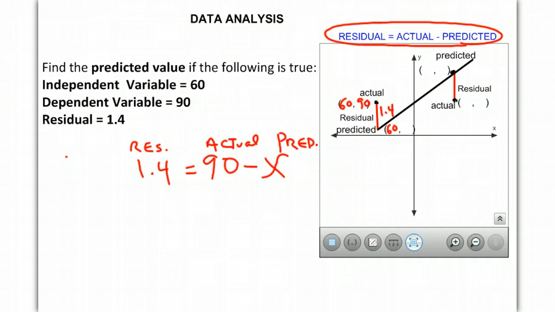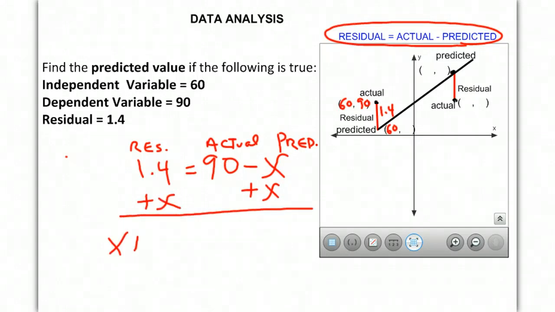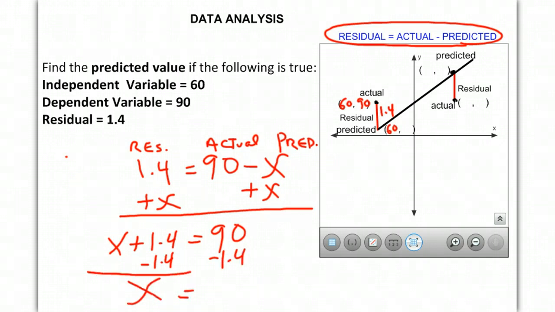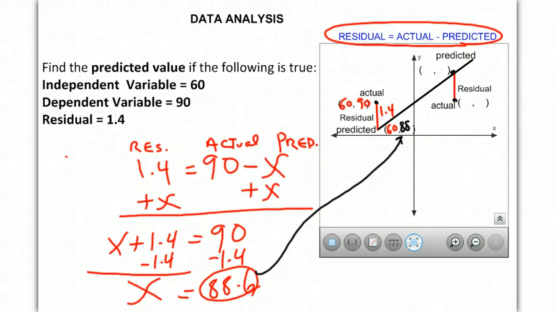Well, most of you know how to solve this equation. There are a couple of different ways you could do this. I would move x over to the other side. And then I get x plus 1.4 is equal to 90. Subtract 1.4 from both sides. And you get x is equal to 88.6. And this is our predicted value, which is our y coordinate. Probably wasn't a good idea to use the term x because we're talking about our y coordinate here. And we'll just put that right up here, 88.6. And that is our predicted value, 88.6.